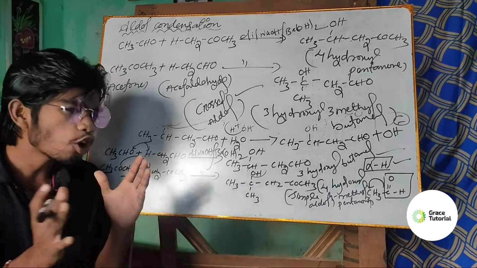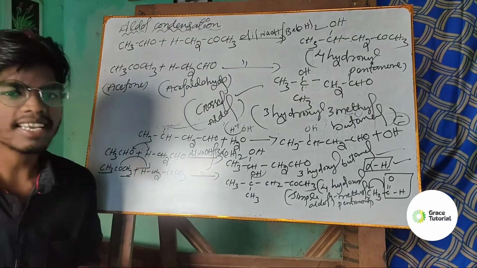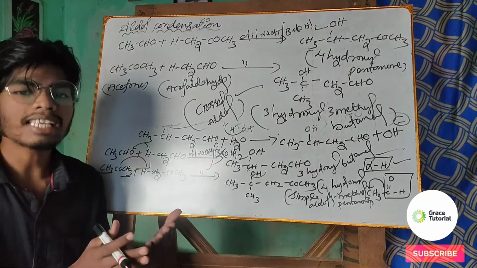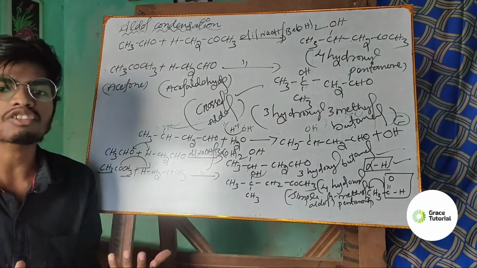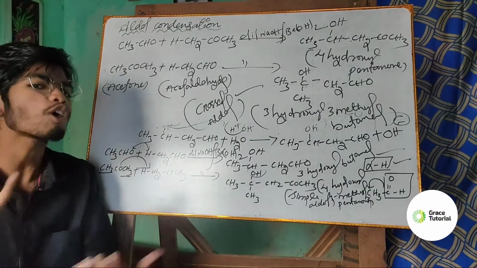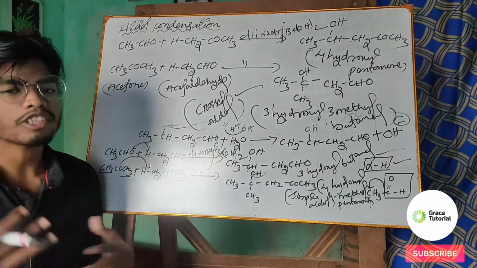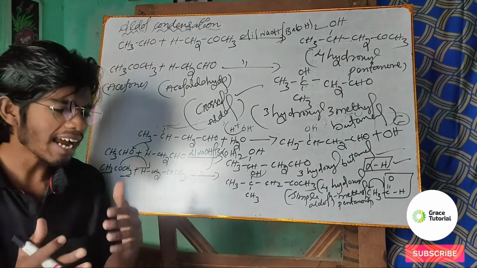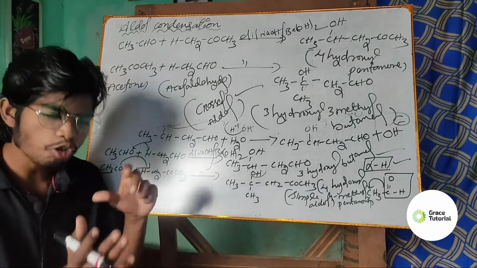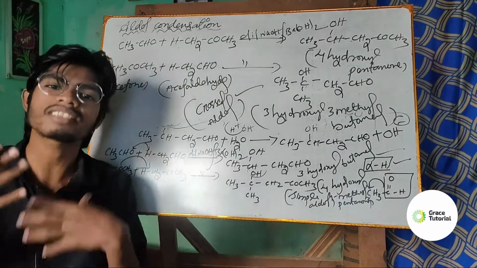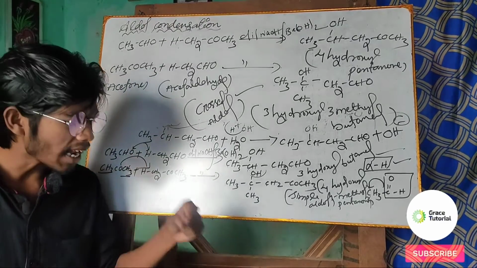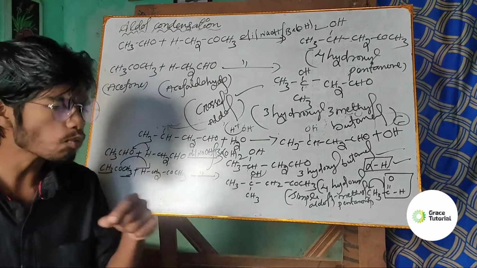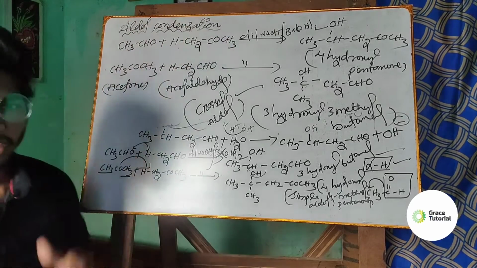So what does aldol condensation mean? When a mixture of carbonyl compounds like aldehydes as well as ketones having at least one alpha hydrogen atom react together in the presence of dilute alkali like sodium hydroxide or barium hydroxide, the product obtained is known as beta hydroxy aldehyde as well as beta hydroxy ketone. The product contains both the aldehyde and the alcohol group, that's why these products are also known as aldol.